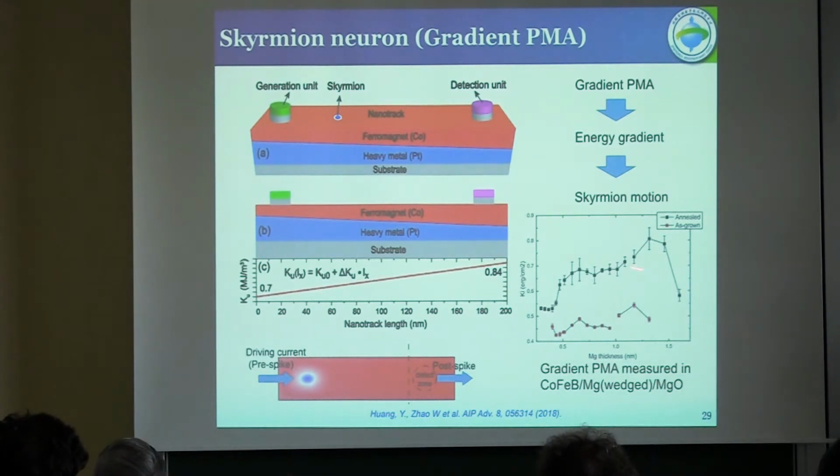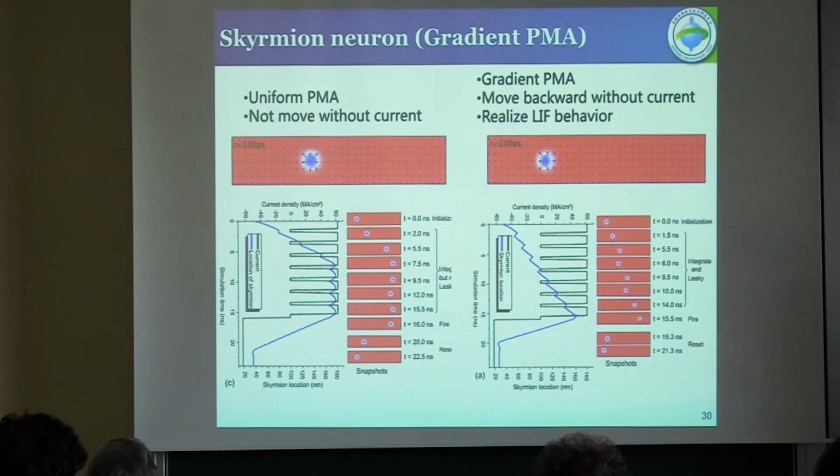So we performed experiments to validate this idea. This is exactly a similar structure. It's not a perfect line of PMA variation, but it's very similar to the structure that we expected, like this line. So it's possible to do it, but this is not practical.